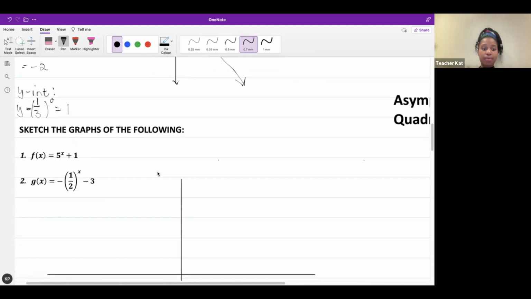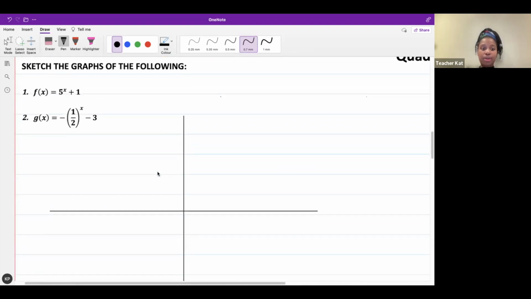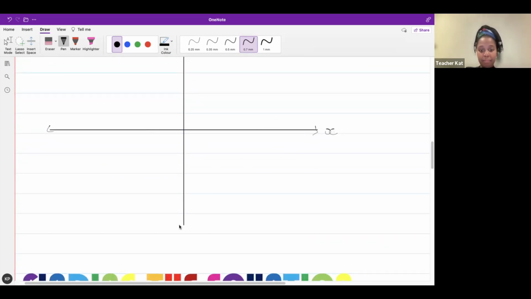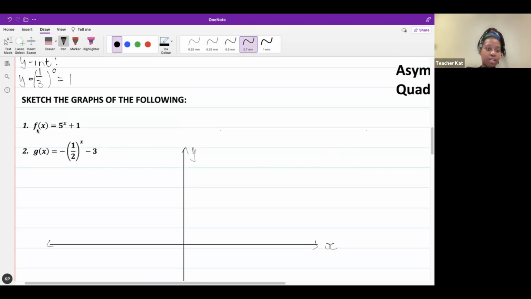Great. Now, let's sketch the following graphs. Let me first label my axes. Y, X. Okay, let's look at f of x.